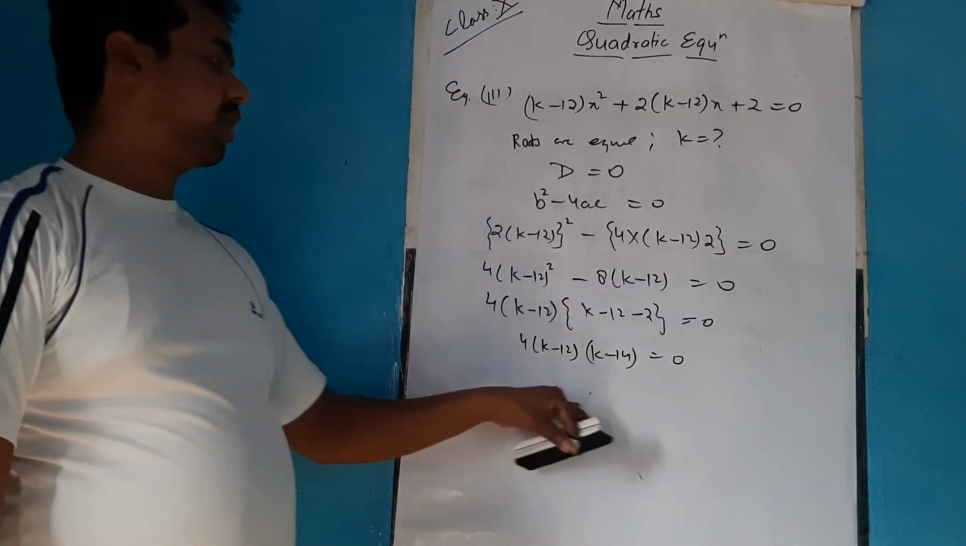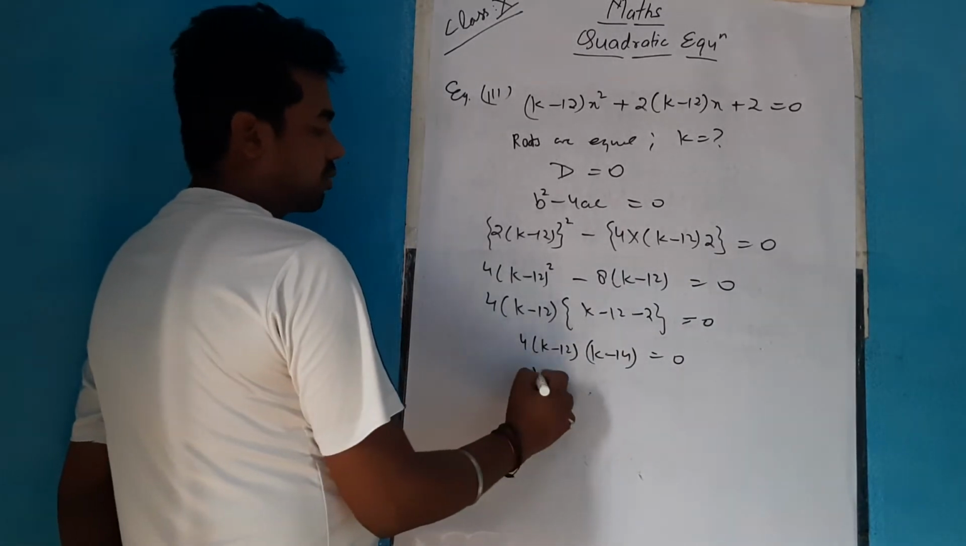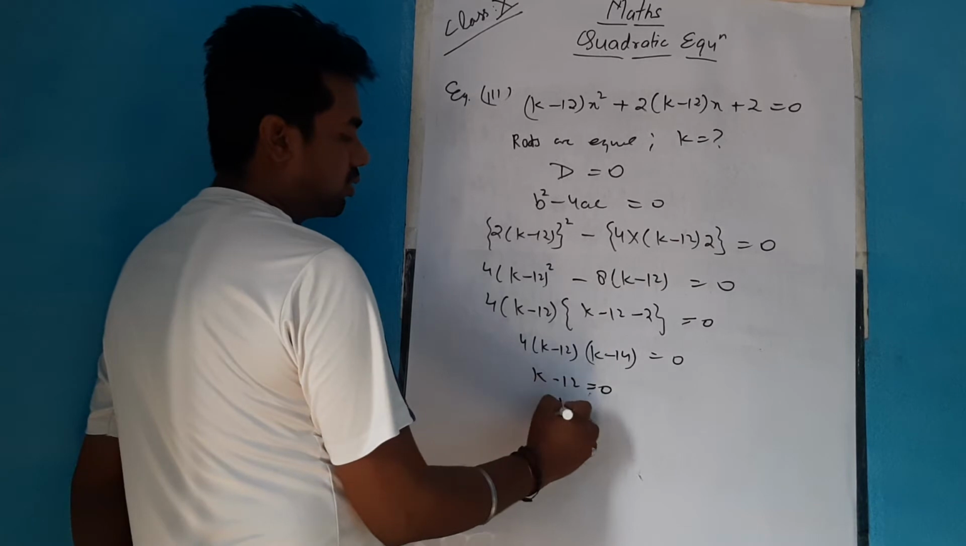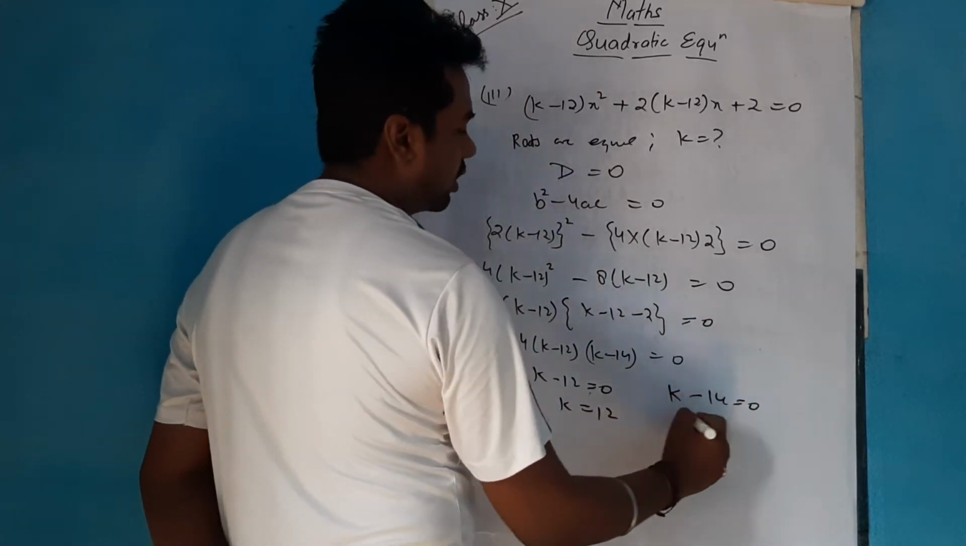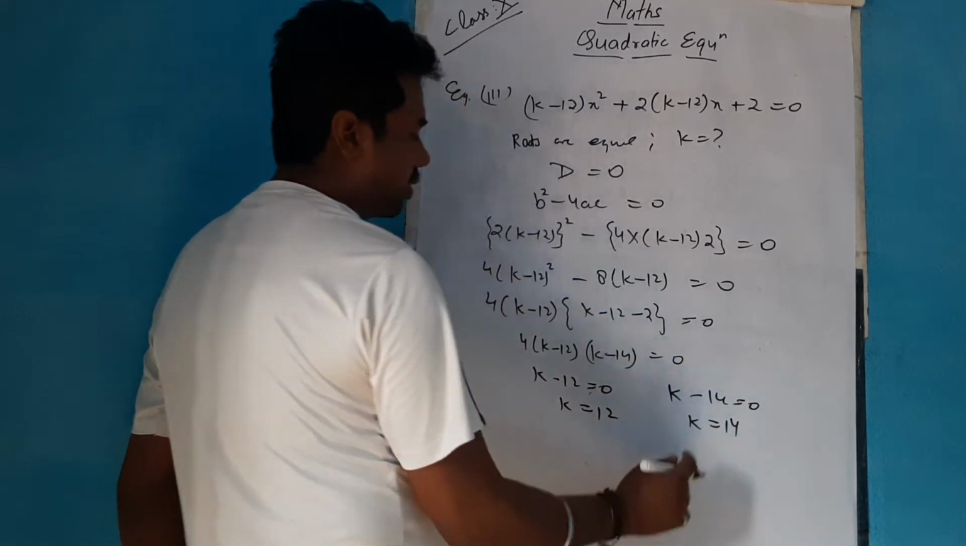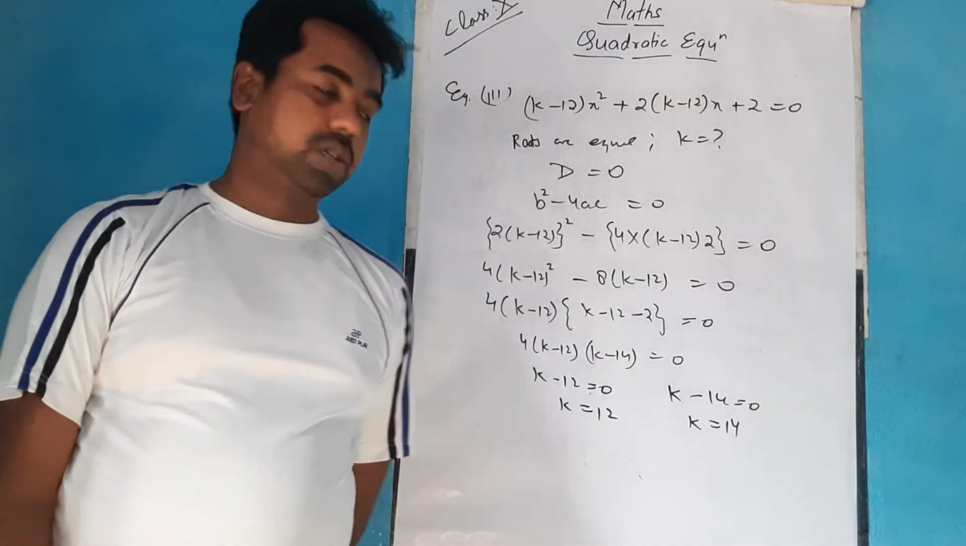Now 4 cannot be made equal to 0, nothing will be there. But k minus 12 and k minus 14 will each be made equal to 0. So the value of k is coming as 12, and k minus 14 equals to 0 gives the value of k equal to 14. But it's not possible that both values will satisfy your equation.